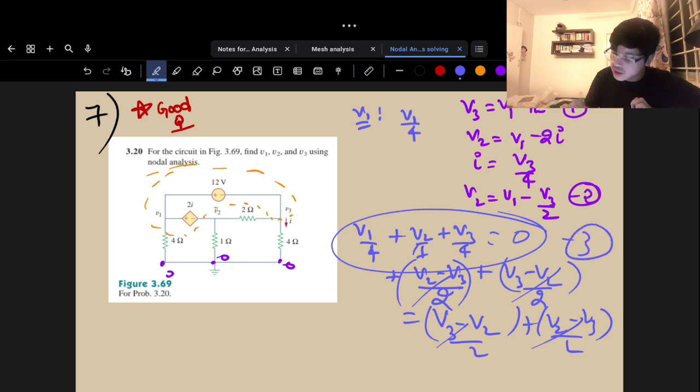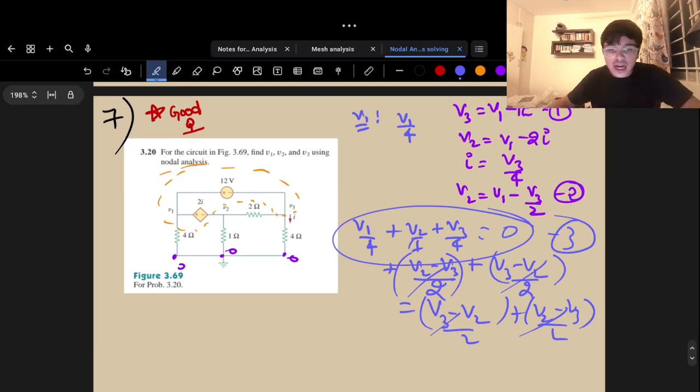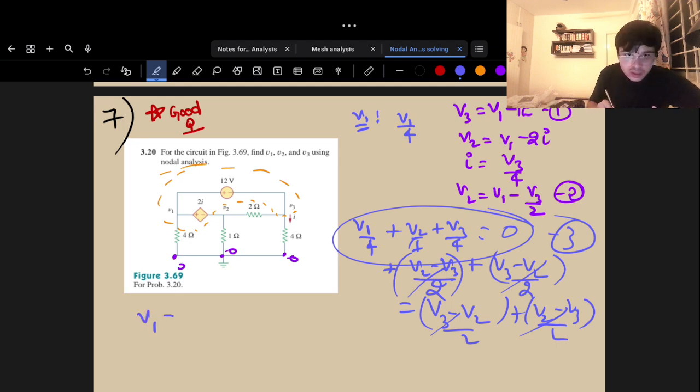So I have three equations, three unknowns. Now you solve these and you get the answer: V1 is equal to minus 3 volts, V2 is equal to 4.5 volts, and V3 is equal to minus 15 volts.